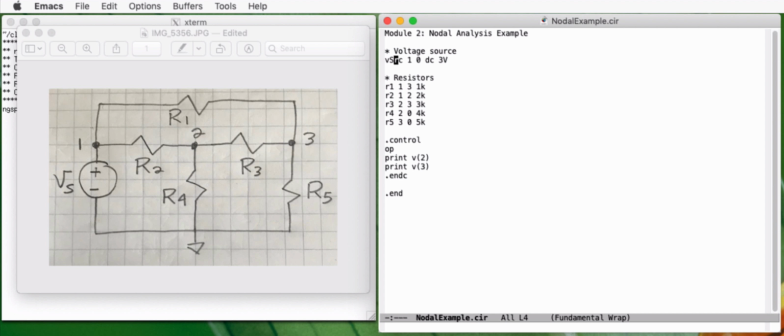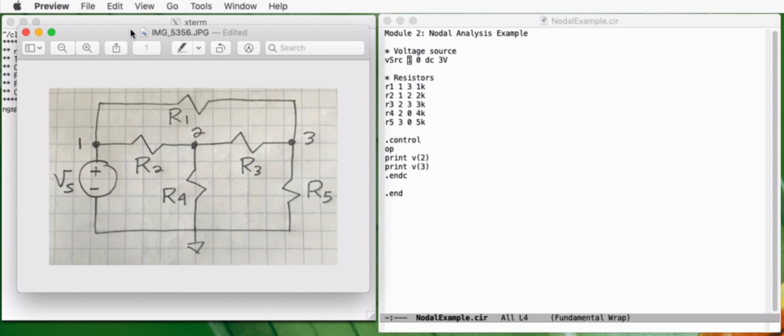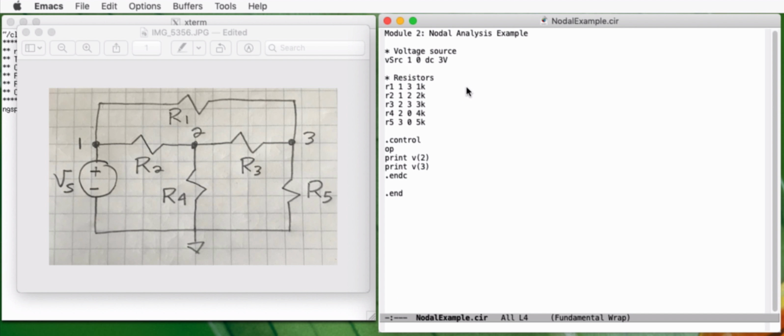So our voltage source is connected to node 1 and to node 0. I forgot to put it in this picture, but the connection to ground is always node 0. So this point would be node 0. And so our voltage source is connected between nodes 1 and 0, and it's a 3-volt voltage source.